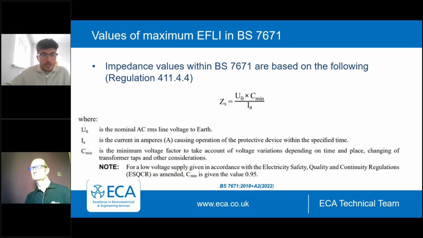Now, they follow a formula based on regulation 411.4.4, which is ZS, or the max ZS, let's say, equals the nominal voltage to earth, UO, times by C min, which is a factor which takes into account voltage variations and changing of transformer taps and so on. So 0.95 that is, divided by IA, which is the amount of current in amps that causes effective operation of the device within a specified time. So that's how the values of earth fault loop impedance are calculated within chapter 41.